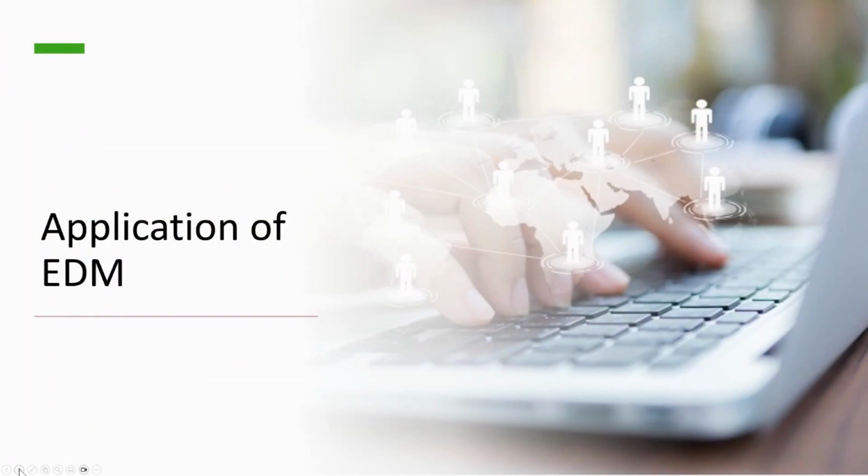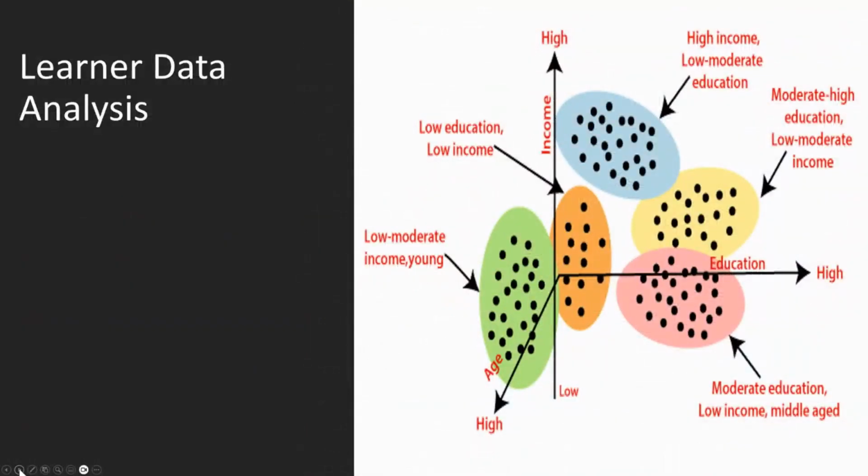Now, how have we actually applied this educational data mining? This is where you get the learner data and learner data analysis as well. So this is what I was talking about. When you actually take the data and analyze it in a graph, we saw that, as you can see, there is one high and then there is one low. Again, we put three forms of measurements over here: education, income, and age.